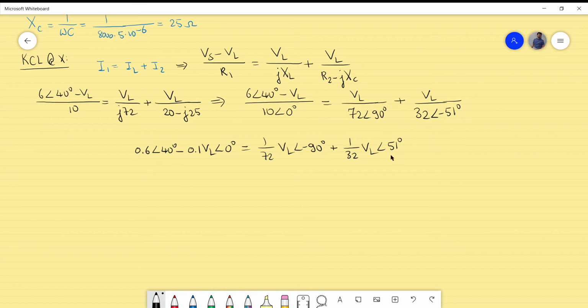Now we have all the required values in phasor notation and also in polar expression. If I want to add or subtract several terms, it is better to have the expression in rectangular form. So I will transform all of these into rectangular form, which will be handy when I carry out the analysis. So what I do is the following. I will have 0.6 times the cosine of 40 degrees plus J sine of 40 degrees. This is for the first term. For the second term I don't have to do much, but I will again show it. It's 0.1 VL times the cosine of 0 plus J sine of 0 degrees.